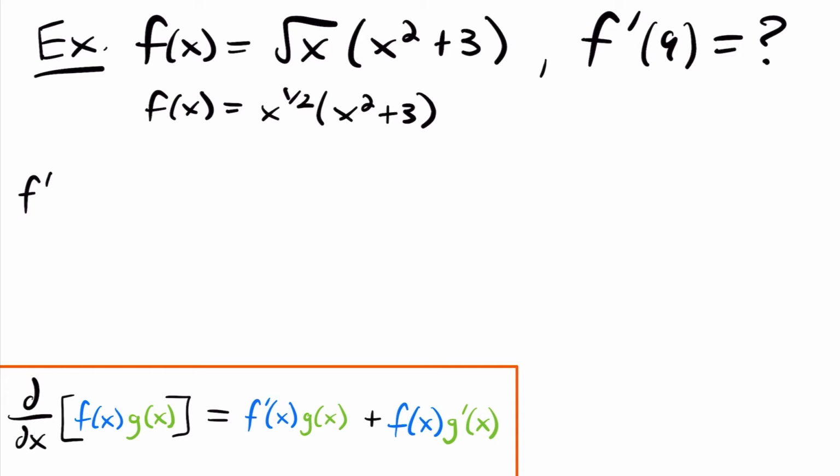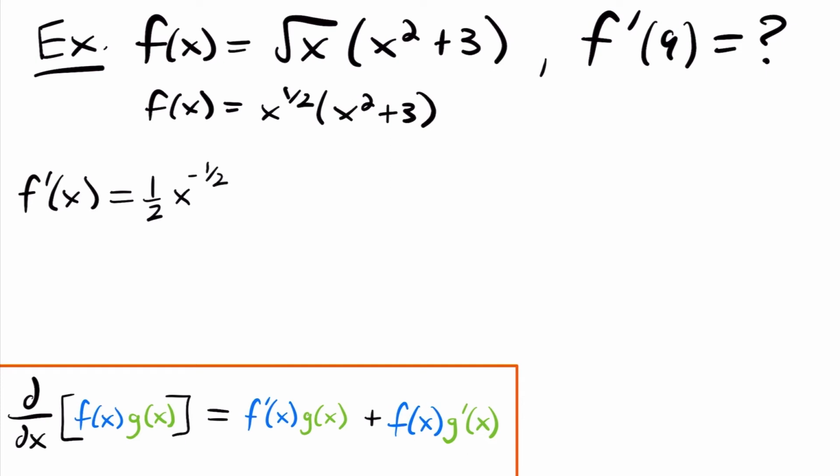We'll have that f prime of x is going to be equal to the derivative of our first function, x to the 1/2 power, and it's going to be multiplied by our second function, which is x squared plus 3. So we'll have the derivative of x to the 1/2 power, or the square root of x, and that will be 1/2 times x to the negative 1/2 power, right? We're going to have 1/2 minus 1, which would be negative 1/2, times x squared plus 3.